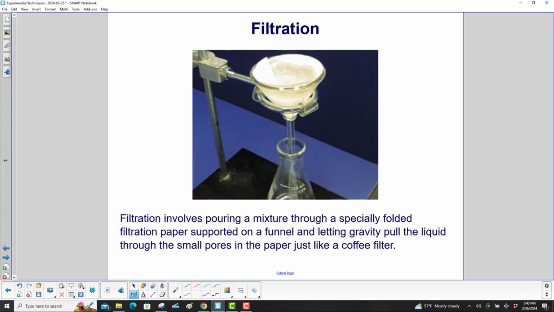Filtration involves pouring a mixture through a specially folded filtration paper supported on a funnel and letting gravity pull the liquid through the small pores in the paper, just like a coffee filter.